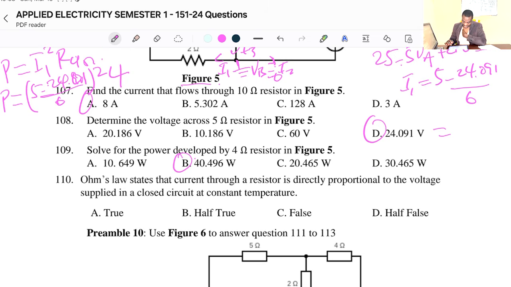Ohm's law says that current through a resistor is directly proportional to the voltage supply in a closed circuit. Right, so this is true. Current through is directly proportional to voltage supply. So we have A.